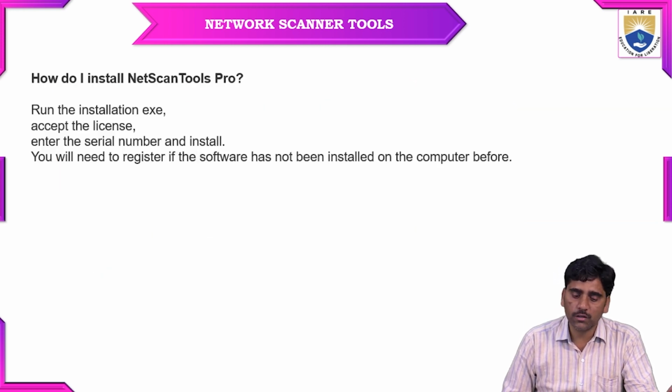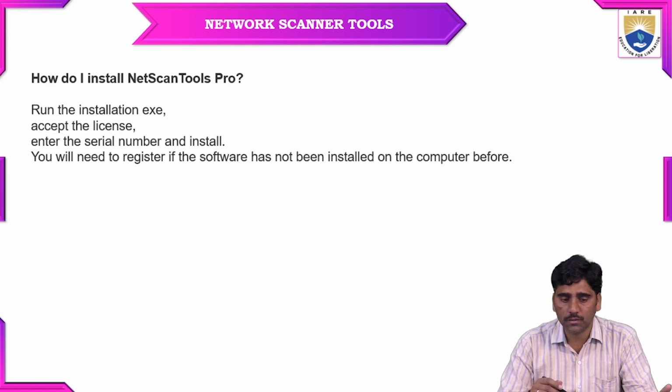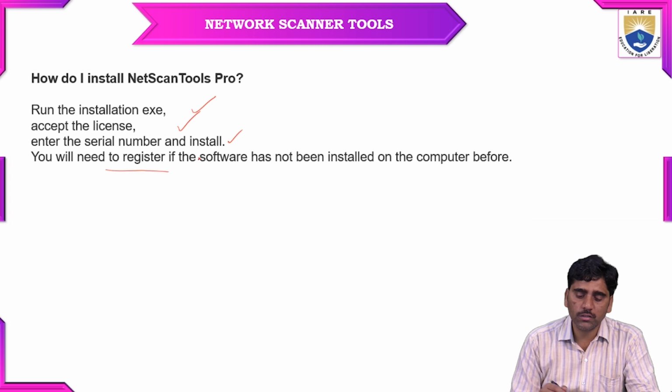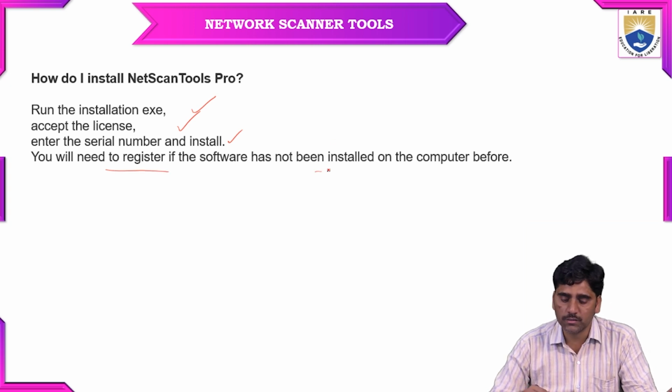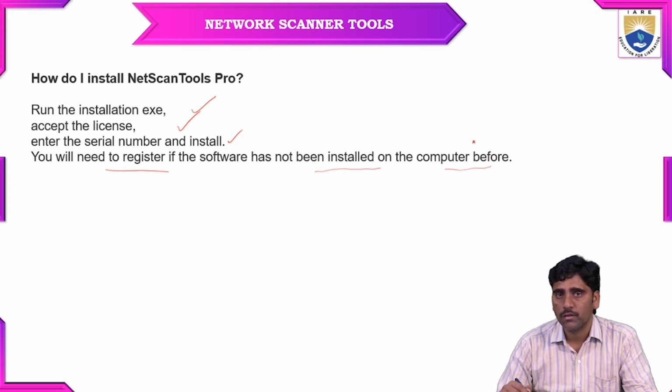So how do I install NetScan Tools Pro? After clicking on the download option, just run the install executable file. Accept the license and terms. Enter the serial number and install. If it is asking you to enter the serial number, you can mention it, or else you can leave it and install. You will need to register if the software has not been installed on this computer before.